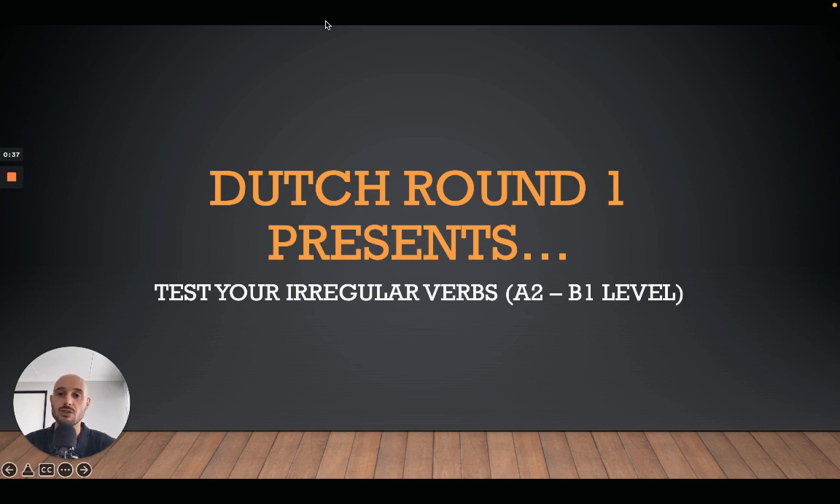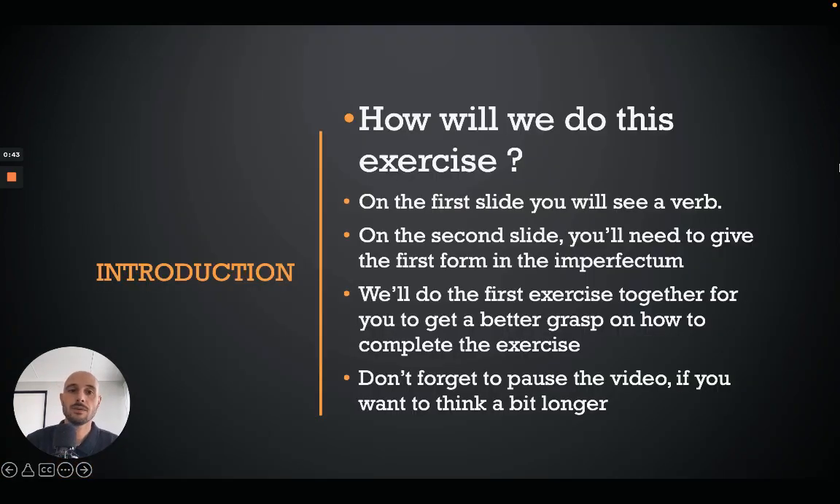But without much further ado, let's go straight for the exercises. So how will we do this exercise? Well, you'll see a slide. The first slide will have a verb, just an infinitive, and you need to put that verb in the simple past or the imperfectum. If you don't remember how we form the imperfectum, click on the following link. I made a movie about it, and then basically you can refresh your memory.